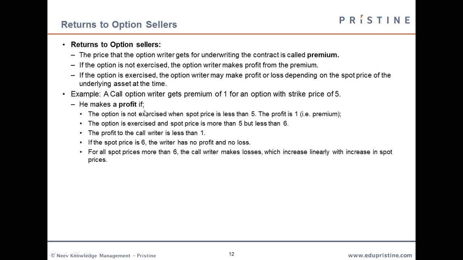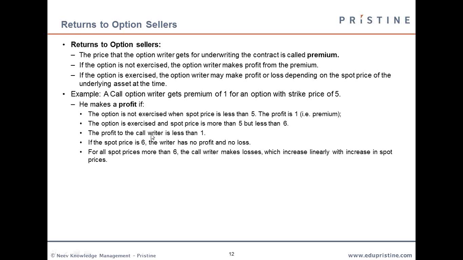So an option seller makes a profit if the stock price is less than 5 at the time of expiration. Because if the spot price is less than 5, the call will not be executed by the buyer, and this guy makes a profit of 1, which is the premium that he got for selling the option.